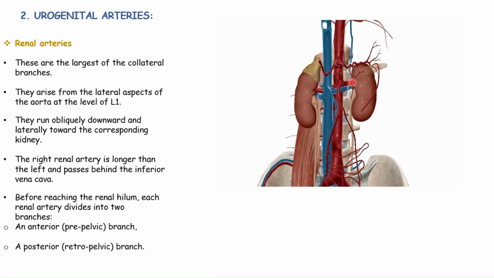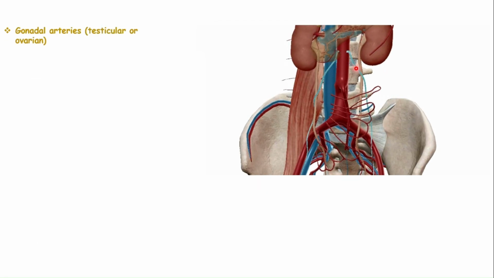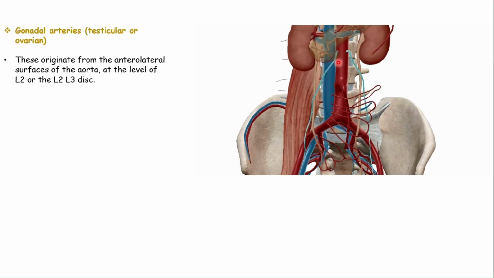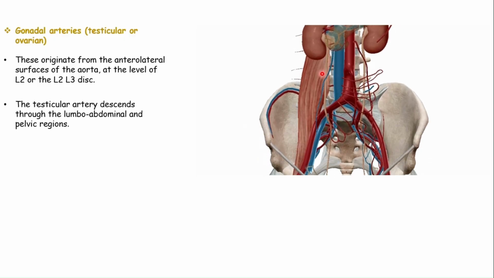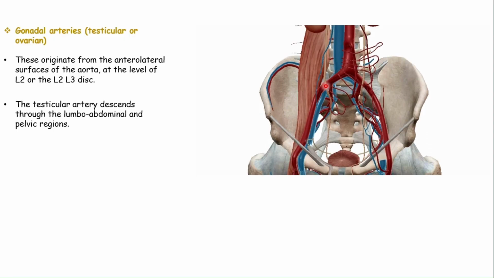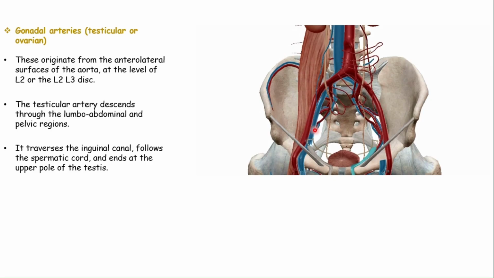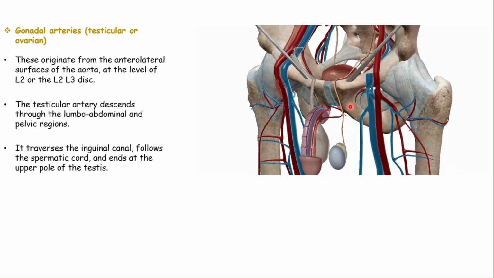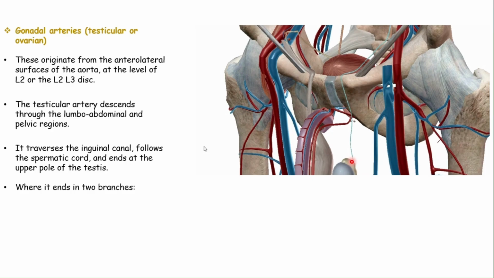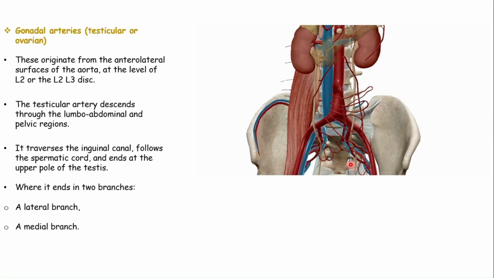branch. The gonadal arteries, testicular or ovarian, originate from the anterolateral surfaces of the aorta, at the level of L2 or the L2-L3 disc. The testicular artery descends through the lumbo-abdominal and pelvic regions. It traverses the inguinal canal and follows the spermatic cord, and ends at the upper pole of the testis, where it ends in two branches: a lateral branch and a medial branch.